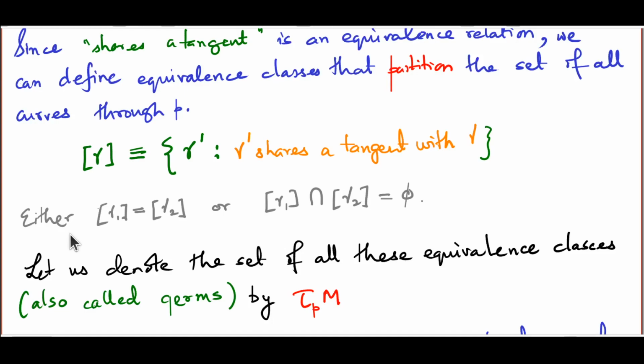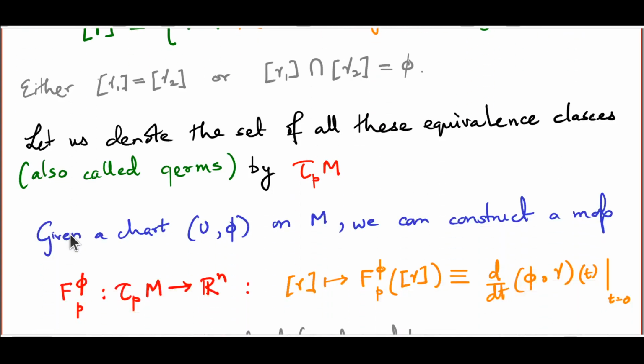Now, in order to see what kind of vector nature these equivalence classes of curves really exhibit, let us first construct a map. This map is chart dependent. Given a chart U, phi on M, the map that we will construct, we will call f phi p, where the phi refers, of course, to the chart in question and the p to the point where these curves all share a common tangent. Now, this is a map which takes elements of tau P M, that is equivalence classes of curves, to R n, the set of n real numbers.